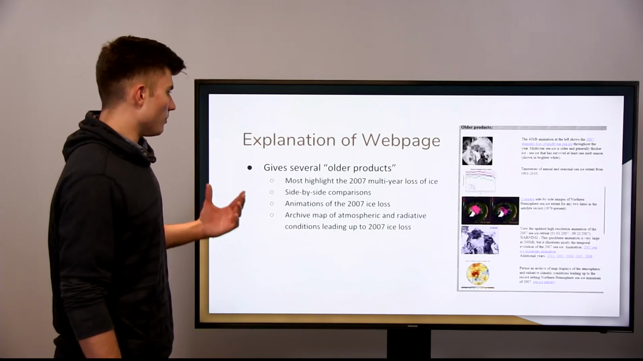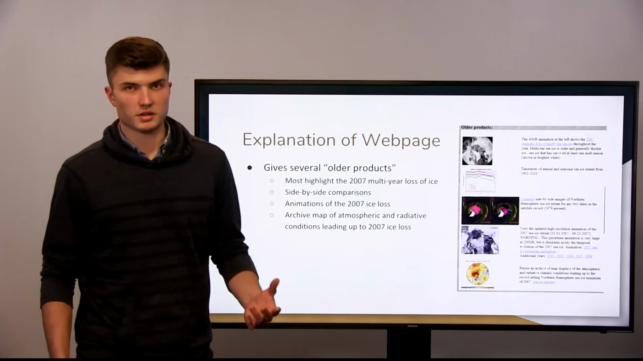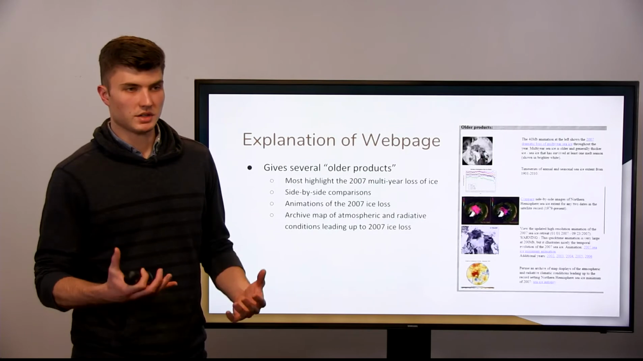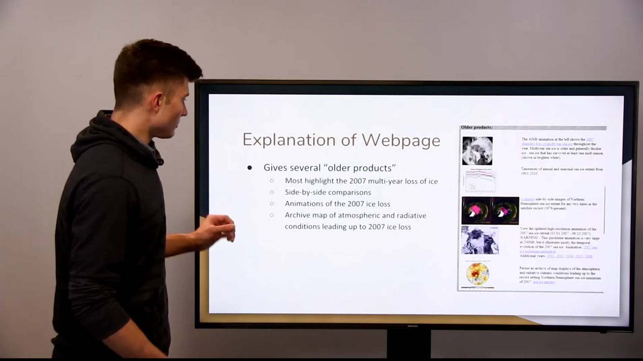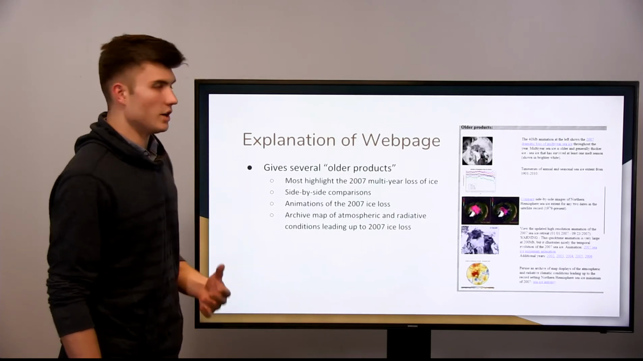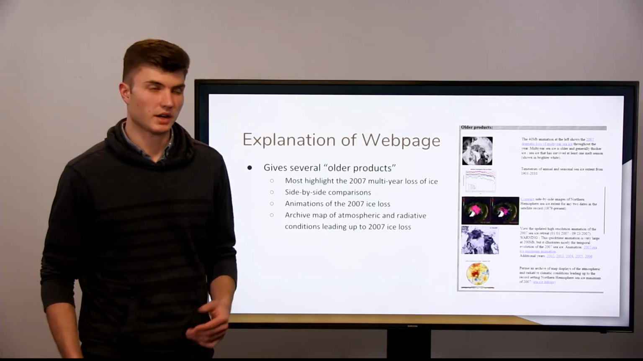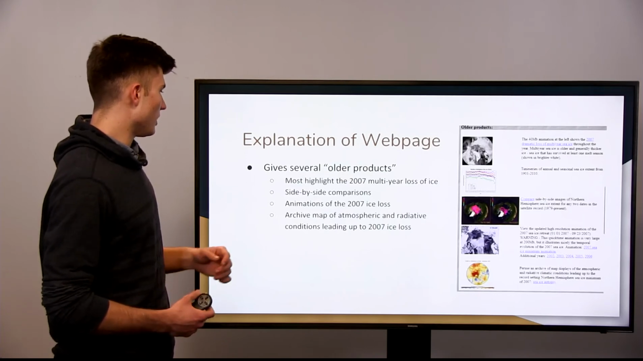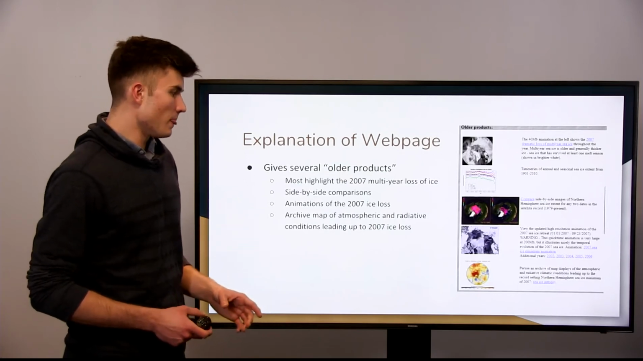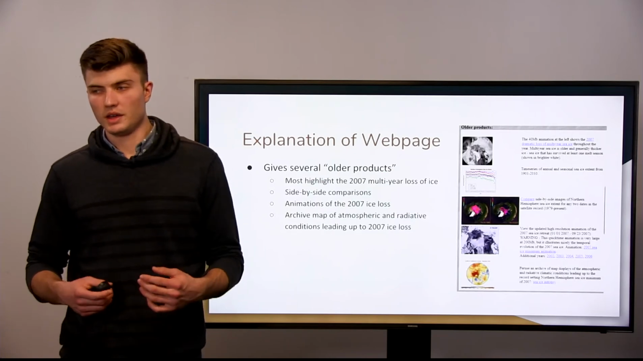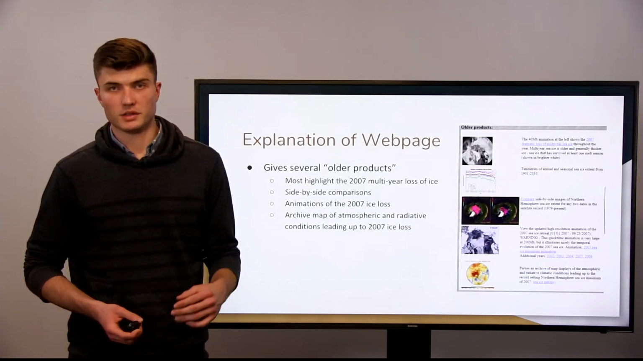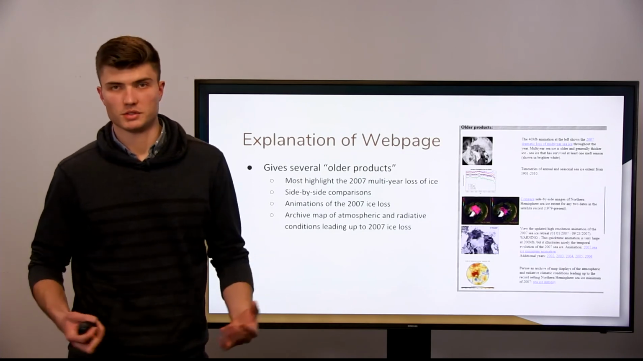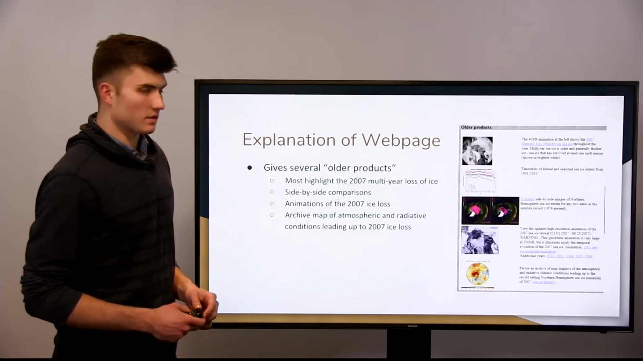First, you can see some side-by-side comparisons, comparing maybe 2006 and 2007, and seeing what the differences were like. You can also make animations or loops of the 2007 ice loss, so you can see just how drastic it was. And lastly, they have an archive map of different atmospheric and radiative conditions that led up to the 2007 ice loss. So you can see how different global temperatures affected this ice loss and things like that.